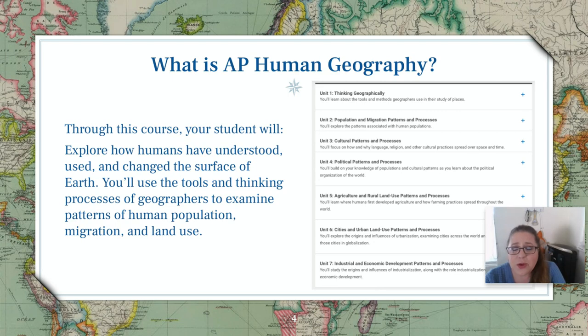We look at population and migration patterns. We look at culture. So we look at religion, race and ethnicity, language, culture in general, like the difference between pop culture and folk culture. We look at political patterns and processes, so types of governments and how boundaries were created, and things like that.